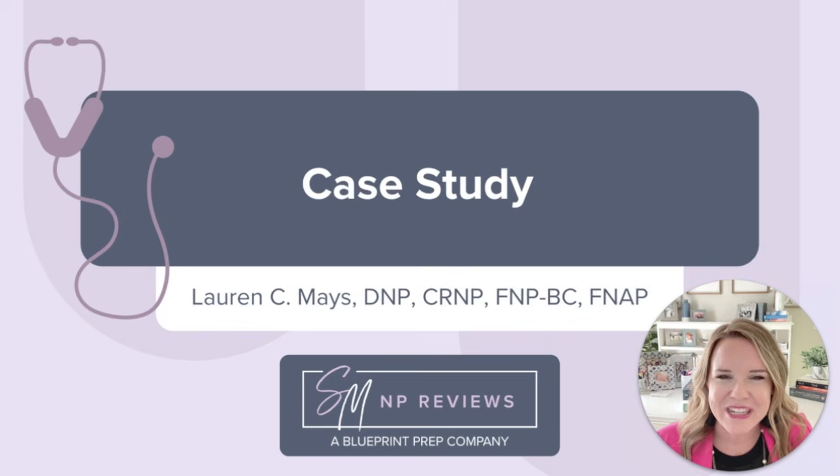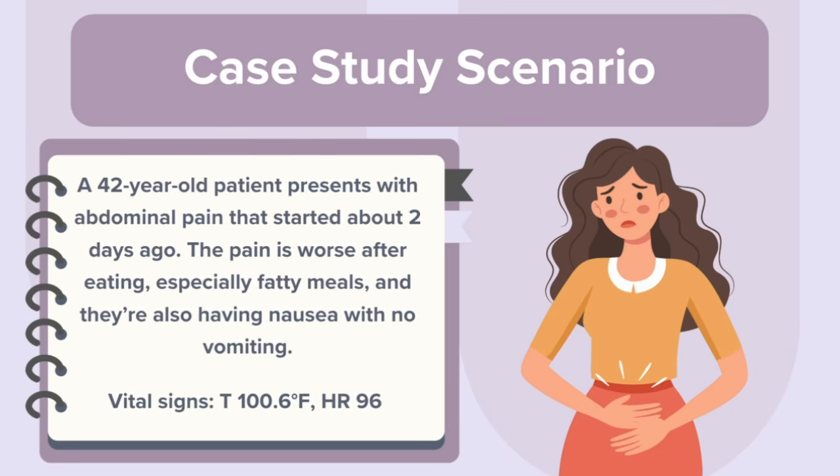All right, let's jump into it. Here we have a 42-year-old patient presenting with abdominal pain that started about 2 days ago. They tell us the pain is worse after eating, especially fatty meals. And they're also having some nausea, but no vomiting. Vital signs show a temperature of 100.6 and a heart rate of 96 beats per minute.